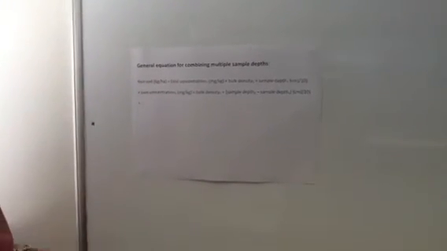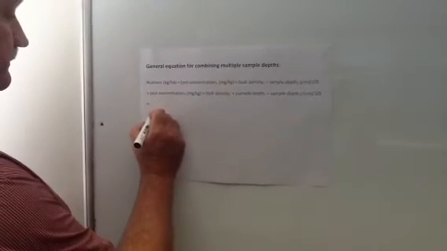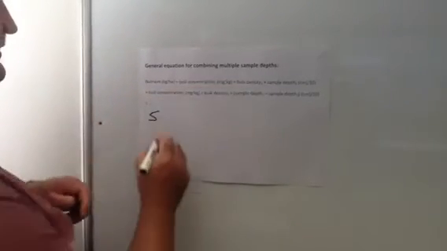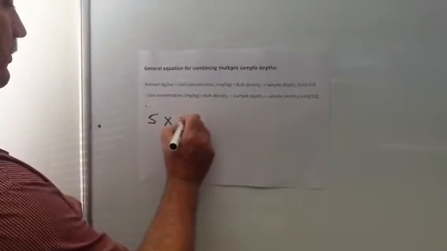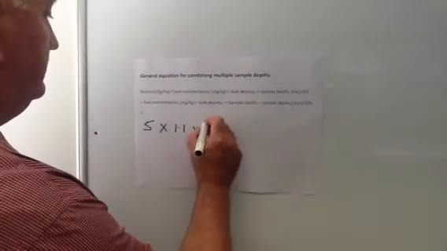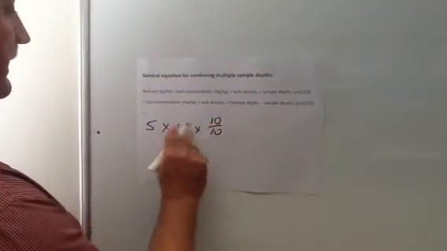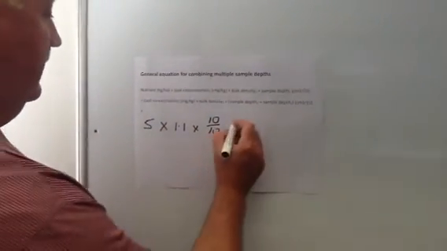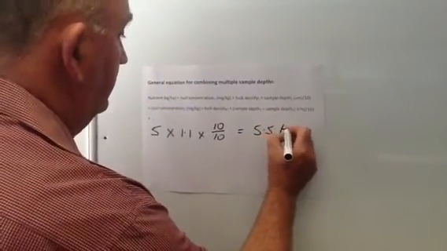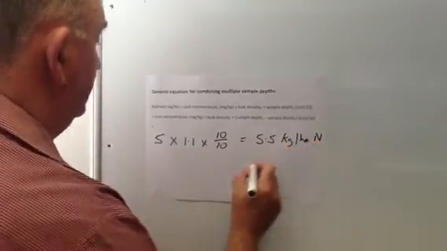It is the soil concentration of the shallow sample, which was 5 milligrams per kilogram, by the bulk density, 1.1 for the shallow, by the sample depth in centimetres, which is 10 centimetres over 10, so that's your single layer of 1 million litres, and that comes to 5.5 kilograms per hectare of N in the top 10 centimetres.